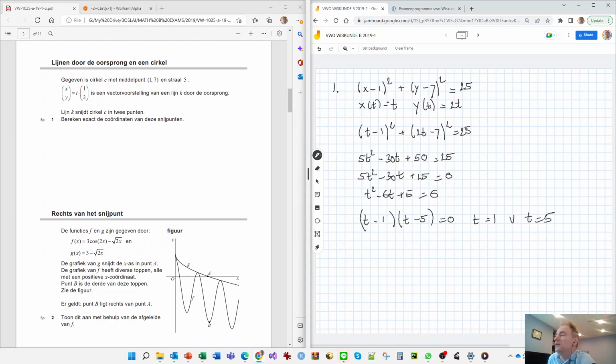Substitute these, so you get 1, 2, and 5, 10. And you can always double check that by substituting this back in the circle.